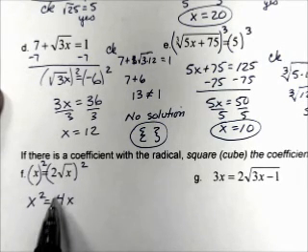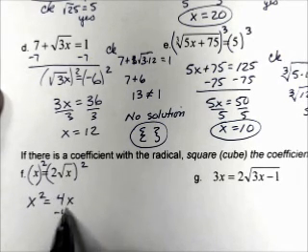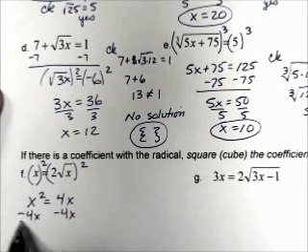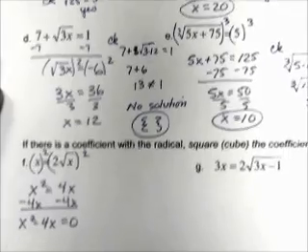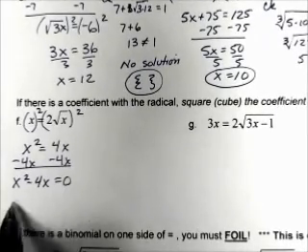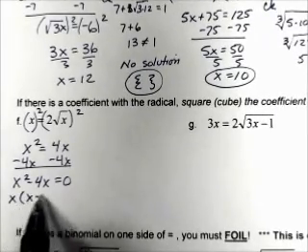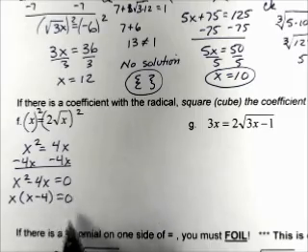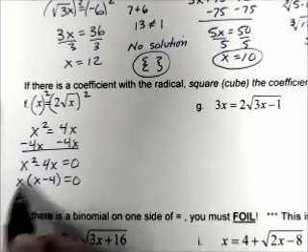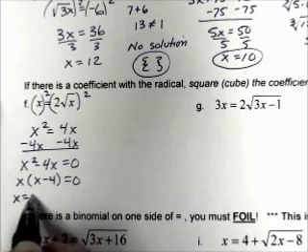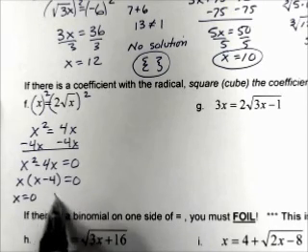This is quadratic, so put it in standard form. Subtract 4x from both sides. X squared minus 4x equals 0. Factor GCF x times x minus 4. Set each factor equal to 0. Usually skip that part, go right to the two values, x equals 0 and x equals 4.